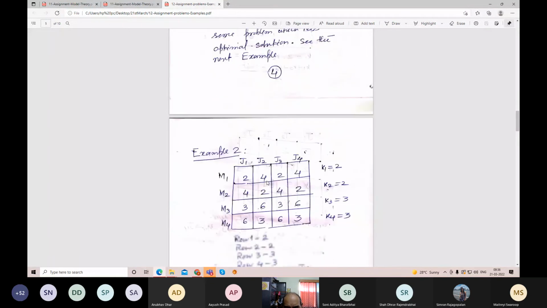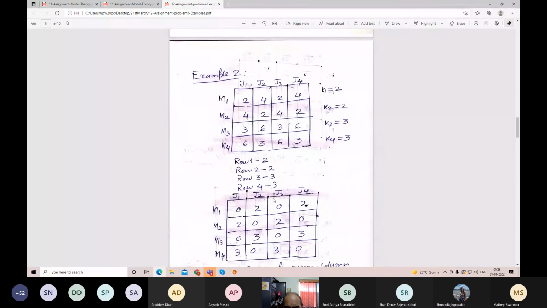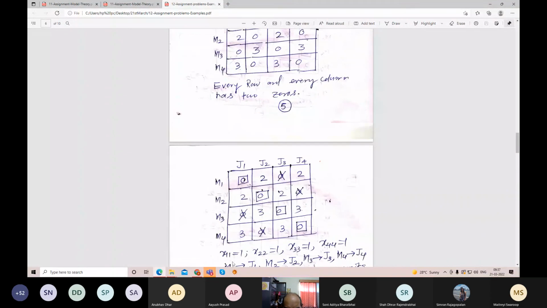If 16 variables are involved, out of 16, 4 are non-zero, they are 1, rest of 12 are 0. So in this case, you can see here X11, X22, X33, X44, they are 1, rest 12 are 0. We don't write the 0 variables, only we write non-zero variables.